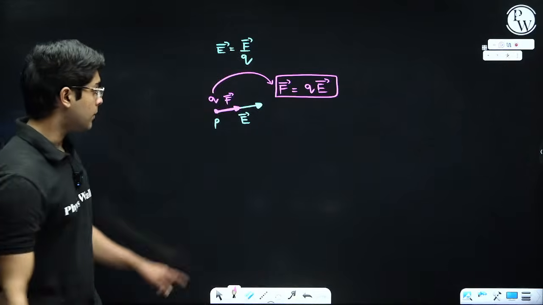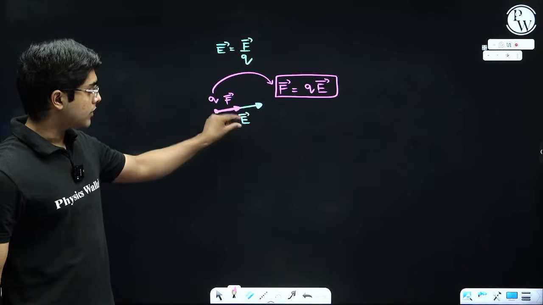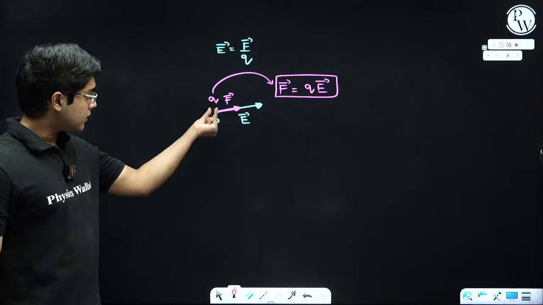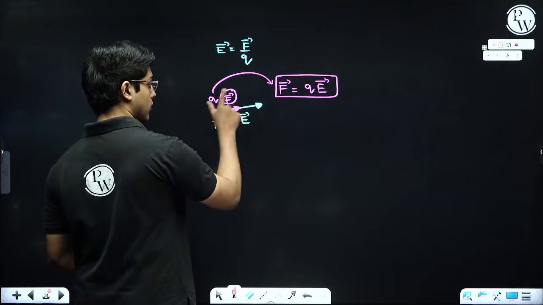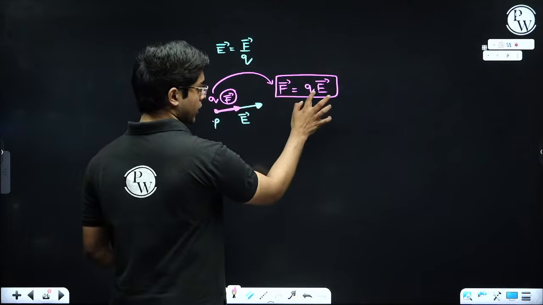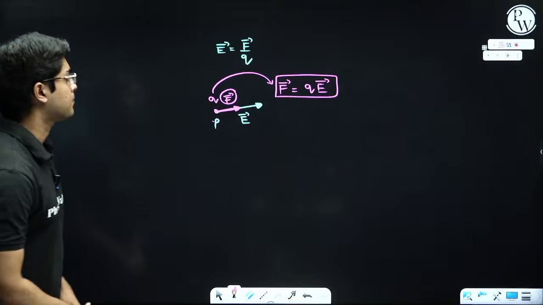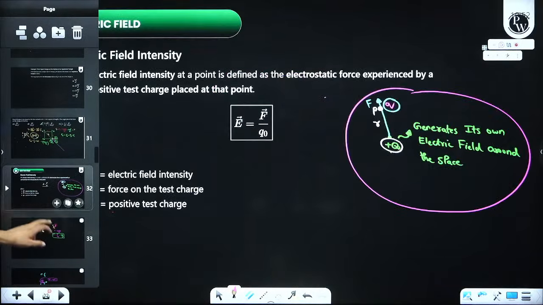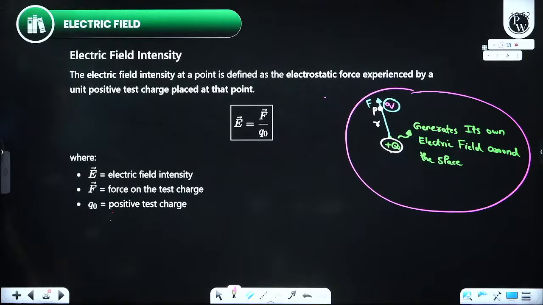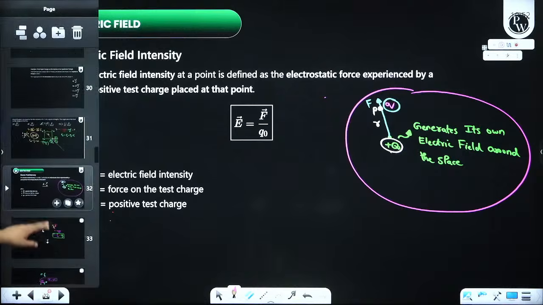So if at some point you know the electric field vector, and if you place another charge at that point, then that charge will feel a force. That force is given by Q into that electric field vector. So that is the simple idea of the electric field.